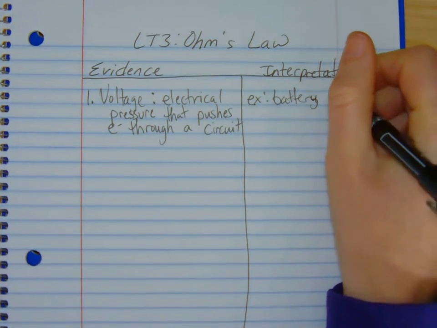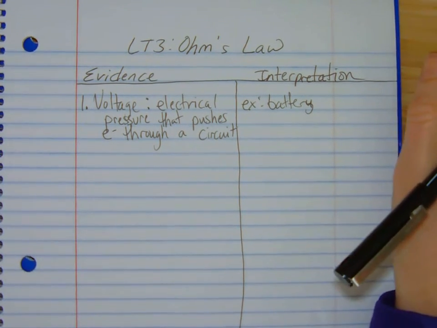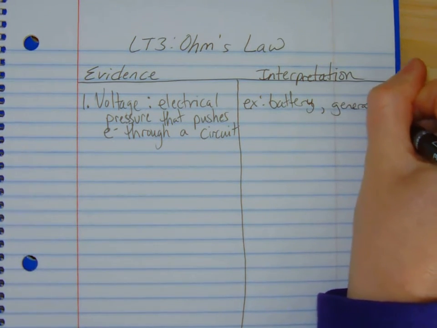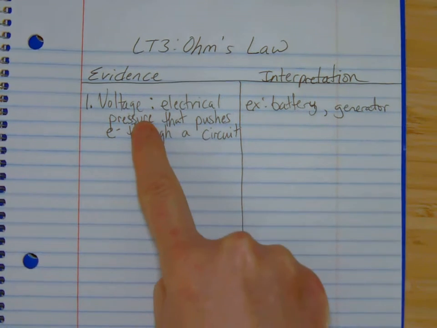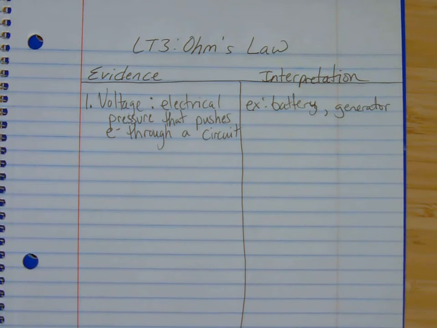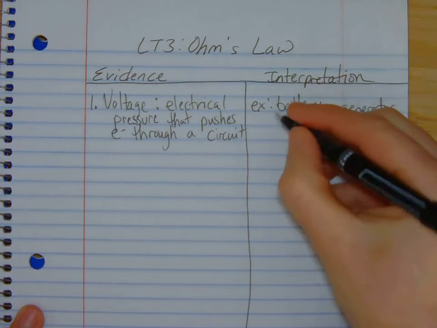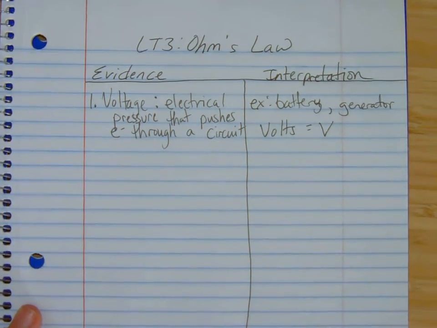Okay, and a battery would provide electrical pressure. But not everything runs on a battery. Some things are plugged in. Well, it could be a generator, something like that, a power plant. Okay, that's pushing electrons. We're never in the business of making electrons. You buy your Duracells, you're not buying electrons. You're buying something that applies the pressure to push electrons through those wires. All right, so voltage is measured in volts, and you're going to see it as the V.